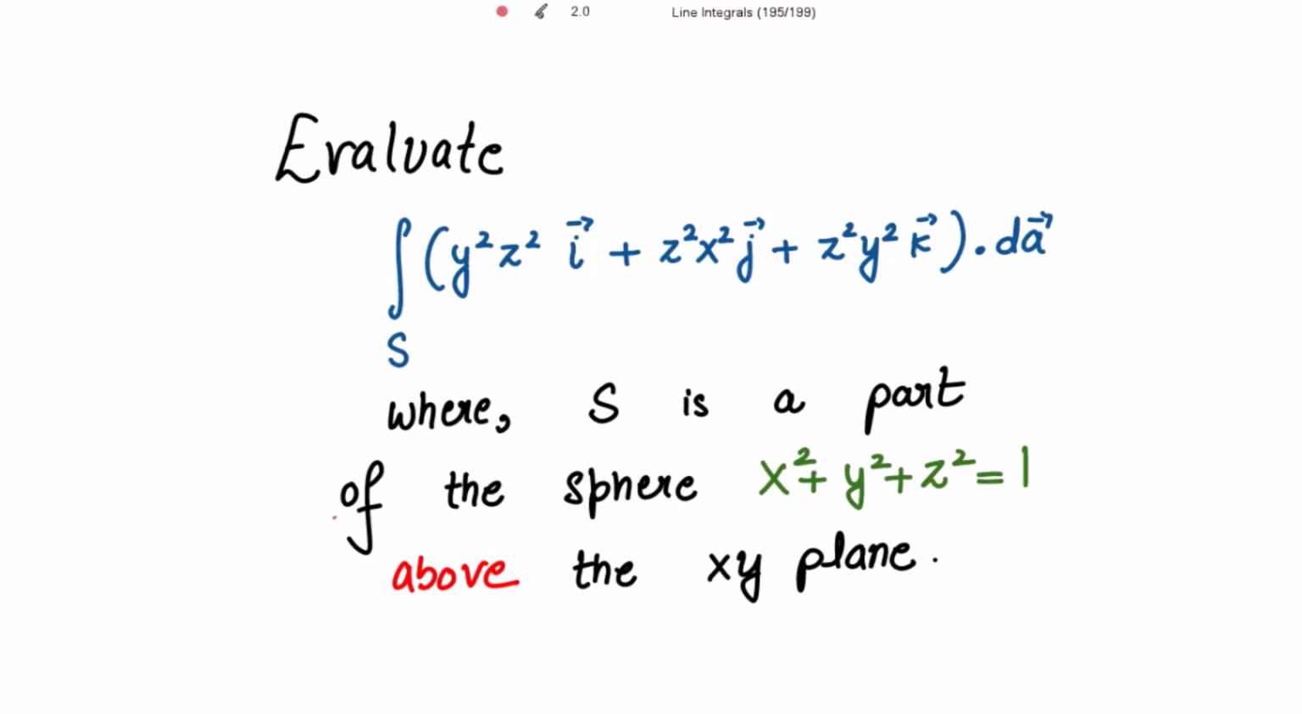We need to evaluate this surface integral where S is a part of the sphere x square plus y square plus z square equal to 1. That is the unit sphere above the xy plane. This is very important. It is given to us that this sphere is above the xy plane, so when the sphere is above the xy plane, we always take z coordinates to be positive.